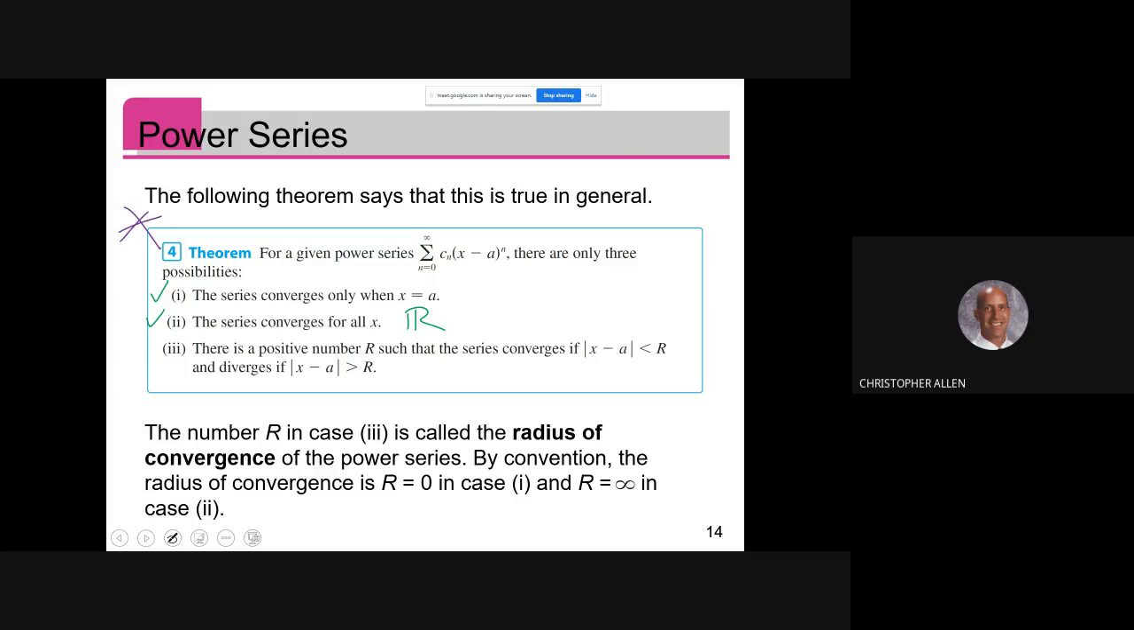And then 3, and this is the one that you're going to probably spend the most time dealing with, unfortunately for you, because this one requires quite a bit of work. Case 3, there is a positive number R that's called the radius of convergence, such that the series converges if the absolute value of x minus a is less than R, and it will diverge when it's greater than R.